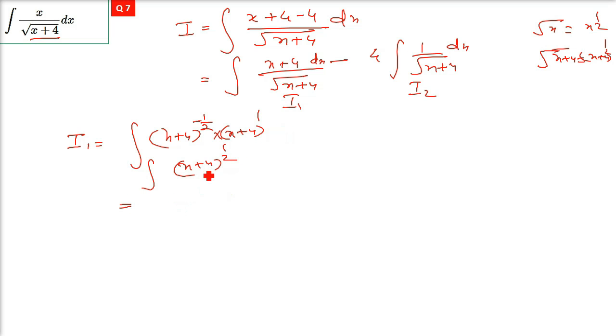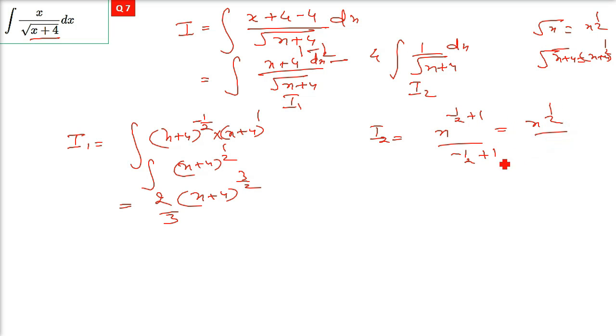Now let us integrate this. It will be x plus 4 to the power half plus 1 divided by half plus 1. Half plus 1 is 3 by 2, and the denominator 3 by 2 goes up and becomes 2 by 3. Coming to the next part, 1 by under root x plus 4. X plus 4 to the power half only, it goes up, so x plus 4 to the minus half. Integration of x plus 4 to the minus half will be x plus 4 to the power minus half plus 1 by minus half plus 1. Okay, this is I2. In the first term it was positive, it was integration of x plus 4 to the power half.